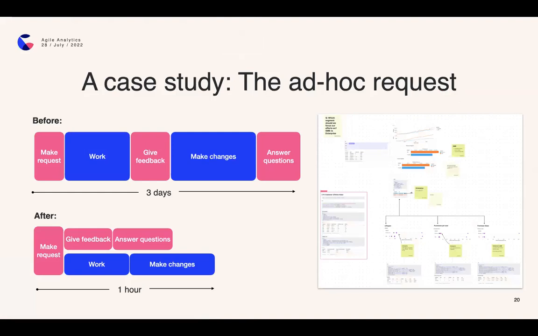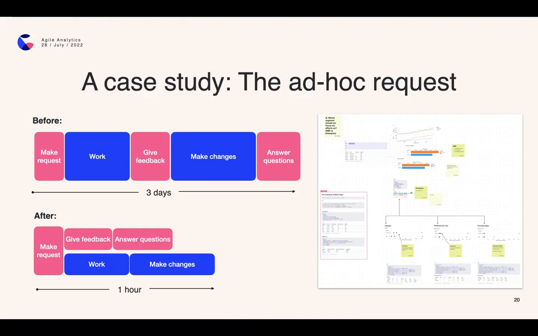So we've been testing this out with some of the people that we work with. One of the things that's come up is the ad hoc request. What used to happen with ad hoc requests, and probably happens to all of us, is a very async process where somebody makes a request, you go do something, you give it back, they have some questions, and you wait. And this whole thing can take days and days and days.